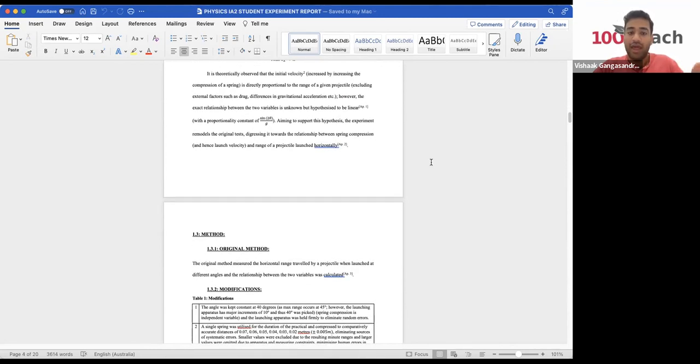I go through it, and then towards the very end, I say, it is theoretically observed that the initial velocity is directly proportional to the range of a given projectile. However, the exact relationship is unknown, but hypothesized to be linear, okay, with a proportionality constant of this. Aiming to support this hypothesis, this is what we did in the experiment.